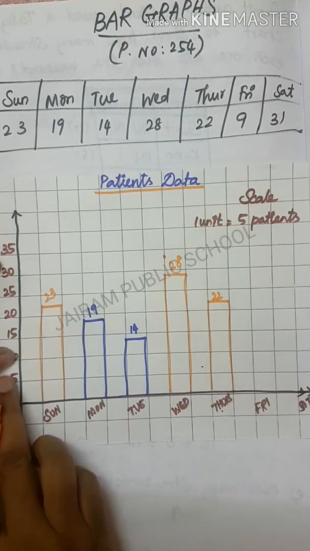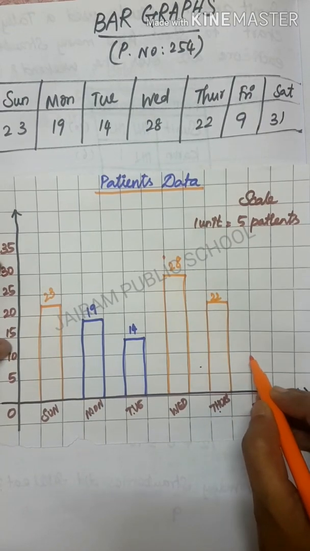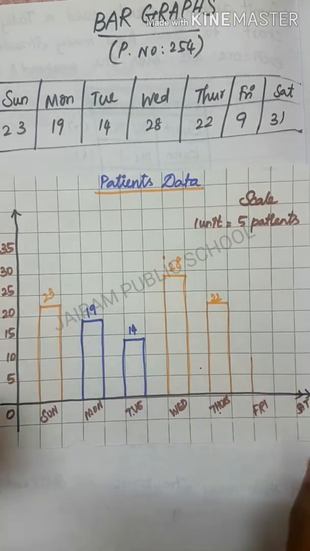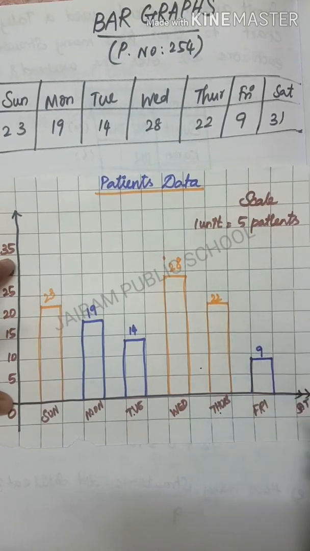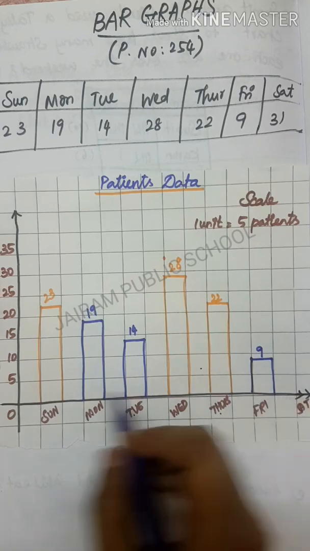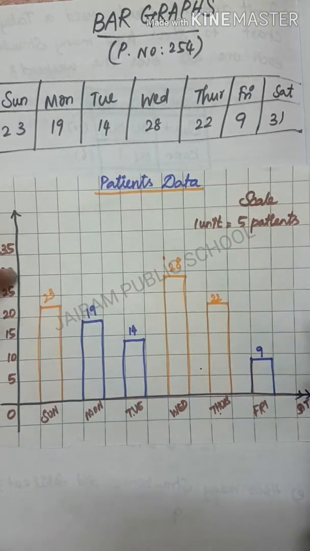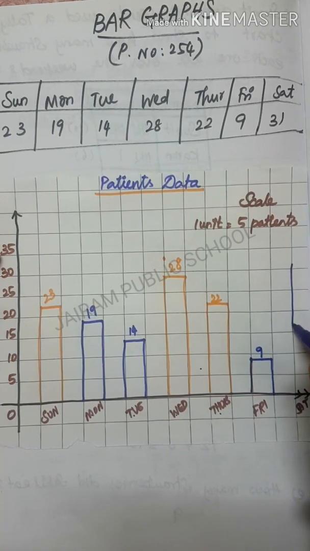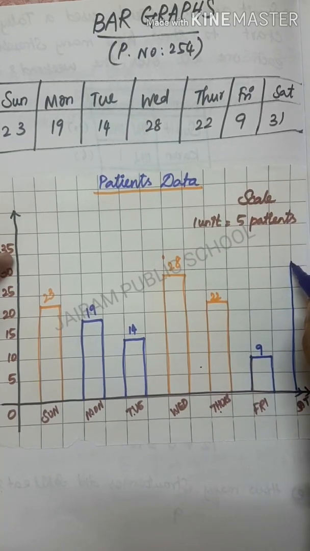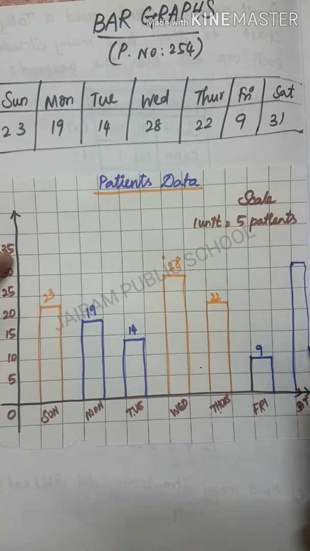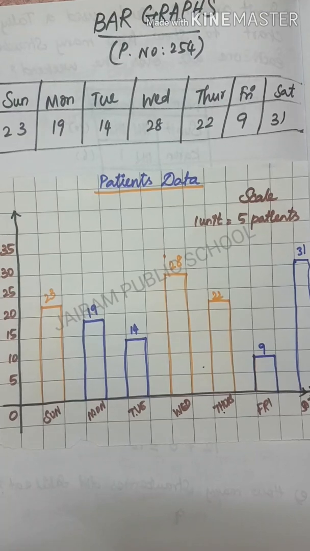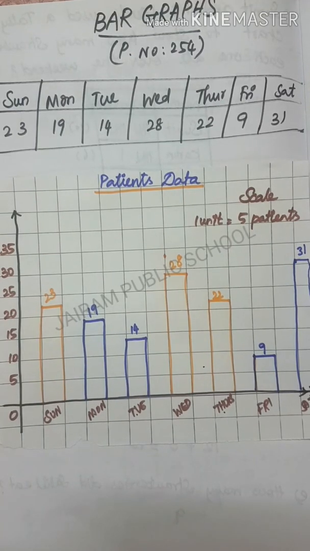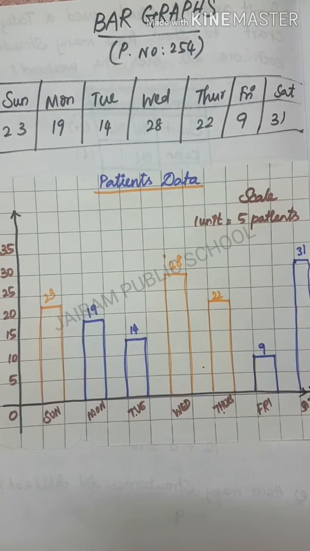It lies between 5 and 10. So this is 9. And for Saturday it's 31. It lies between 30 and 35. So this is 31. Like this, you have to represent the bar graph for the given question.